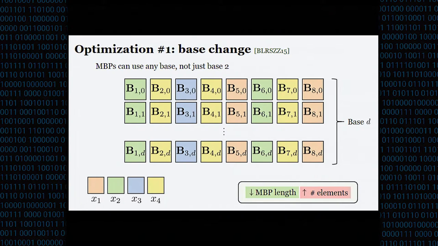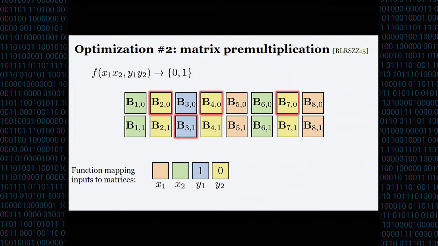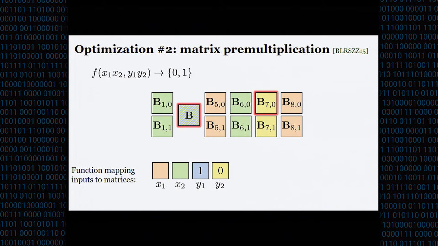So this is good because, for a finite input length, it will reduce the length of the matrix branching program, because we can encode essentially more digits into each input. But it increases the number of elements, because instead of a pair of matrices, we now have d matrices per column. Okay, the second optimization, also initially proposed by Boneh et al., is matrix premultiplication. Suppose we have some function that takes two inputs, and one of the inputs is fixed. Then obviously we know which matrices we'll be selecting, and so we could just multiply them ahead of time. And so we've directly reduced the length of the matrix branching program.